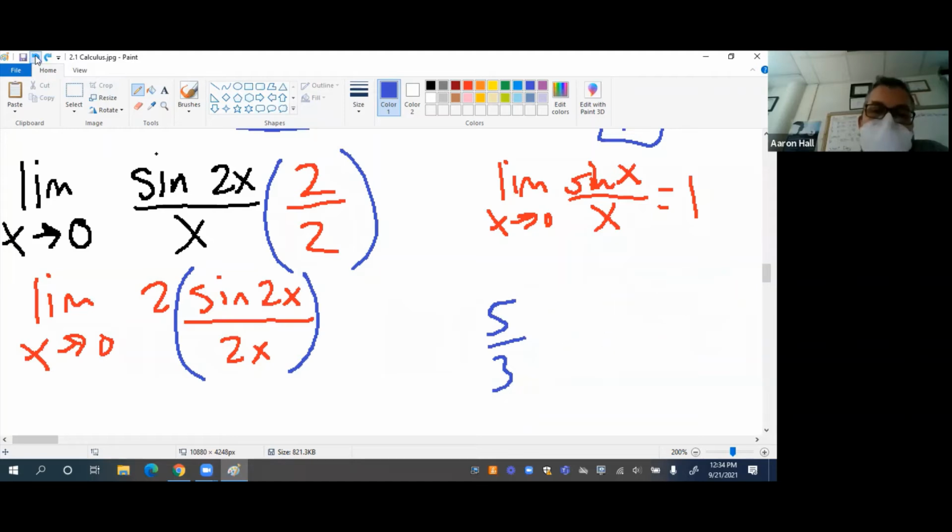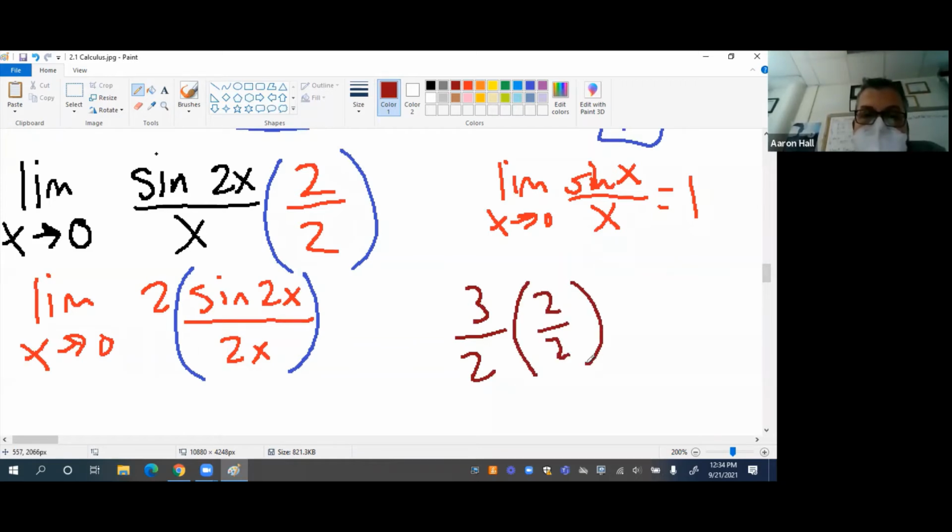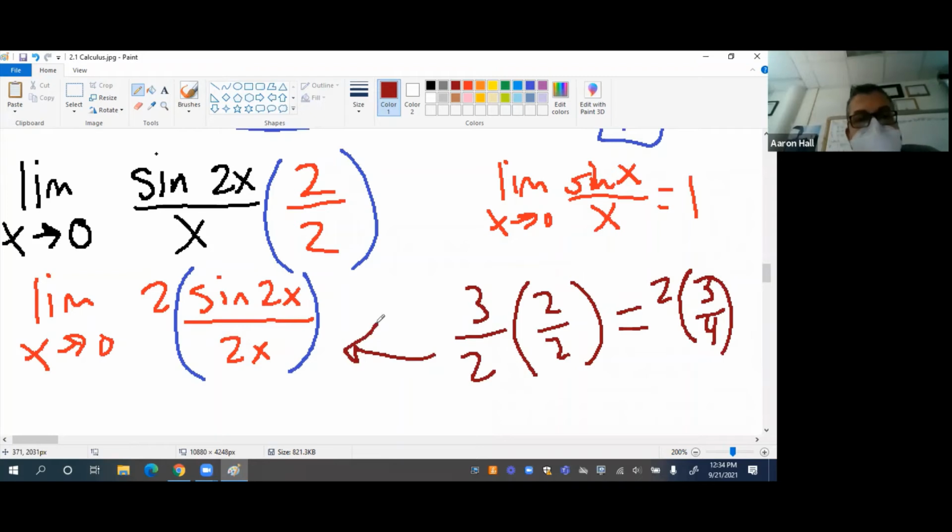What if I have something like this? I have 3 over 2 times 2 over 2. And then actually I'm doing the same thing, huh? Then 2 times 3 over 4. Why can't I do that? You can. Then what's wrong with this? Nothing. You can't actually do that right here. Why can't I do this?